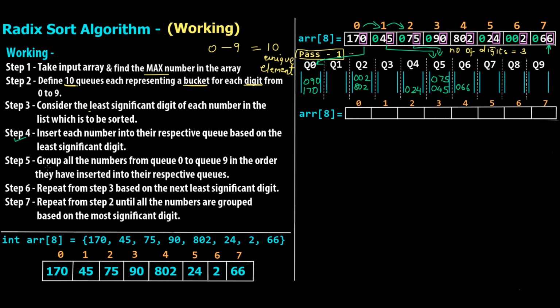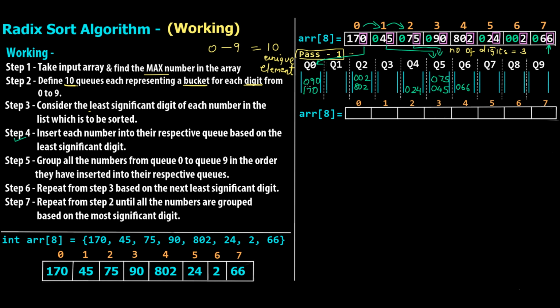Now, step 5 says group all the numbers from Q0 to Q9 in the order they were inserted into the respective queues. Starting from the left queue, that is Q0 to Q9, we have to take each and every number in the way it was inserted and enter it into our original array. In pass 1, we are performing counting sort in a way, though it doesn't look like counting sort right now because we are representing it in the form of buckets and queues. But when we implement the code, it is going to be counting sort. What we're doing is sorting this array by considering only the units place in pass 1.